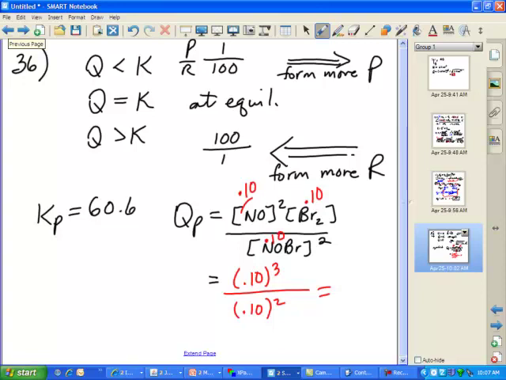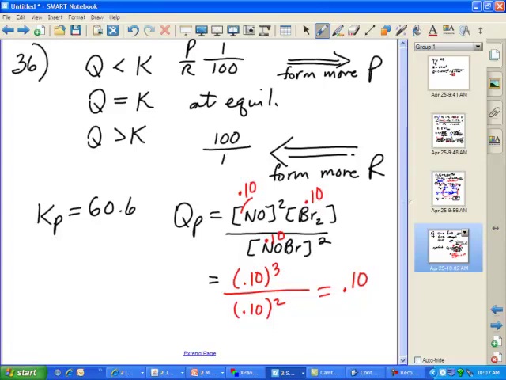Without calculating it, this is like 3 minus 2. See, this is like 0.1 multiplied by itself 3 times. Do you see it, or do you need me to work it out? No, I got it. Okay, cool. All right, so that's it.